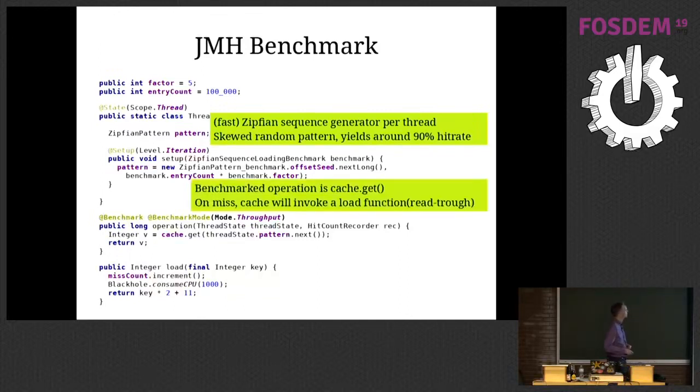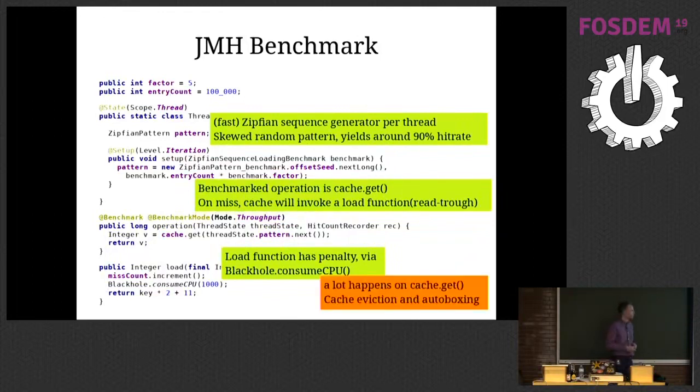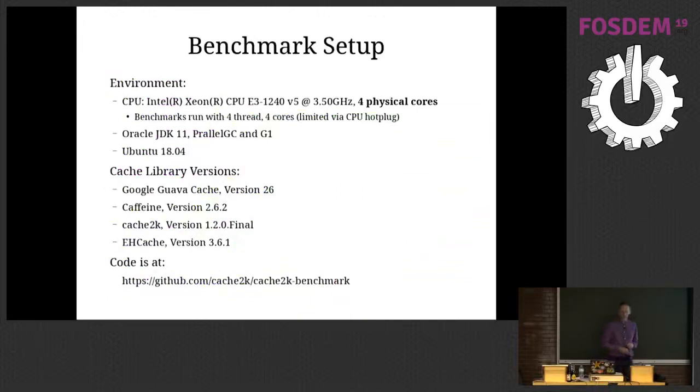And here's the benchmarked operation. It's a cache get. Whenever the entry is not in the cache, a loading function is called. This loading function uses a JMH feature called Blackhole.consumeCPU. So there's a heavy penalty when you have a cache miss. This means there's a lot happening in a single operation, the cache get: some cache eviction, data structures, garbage produced, and also some auto-boxing. That's the benchmark setup.